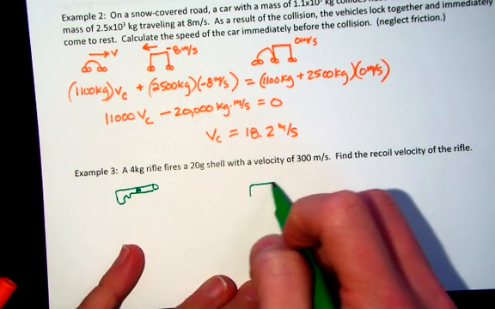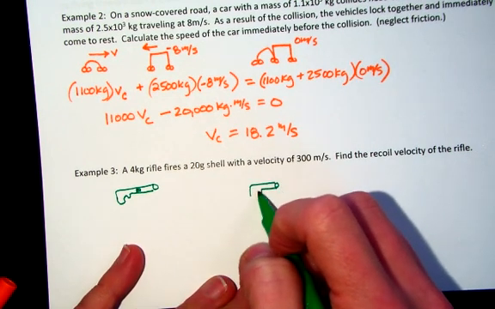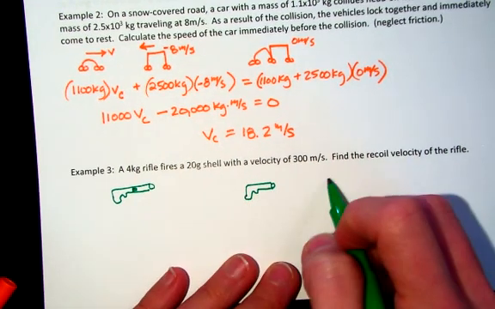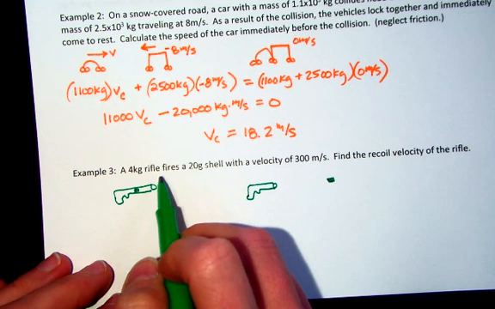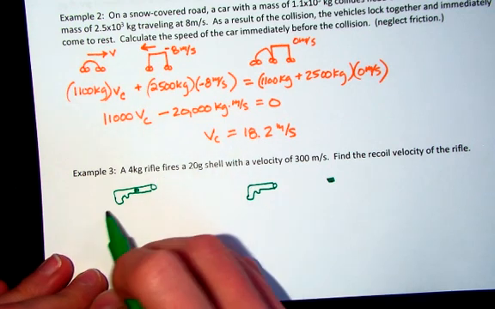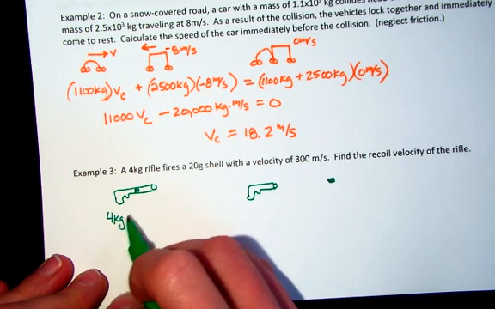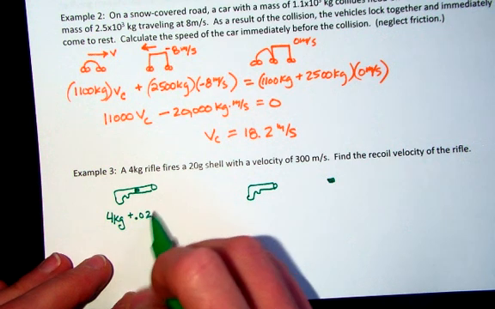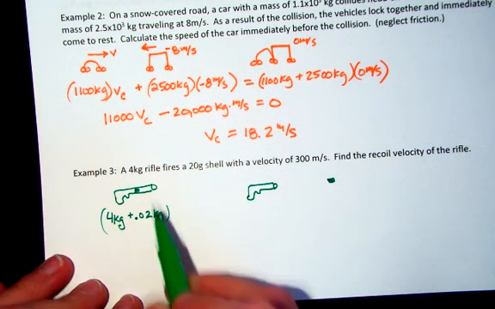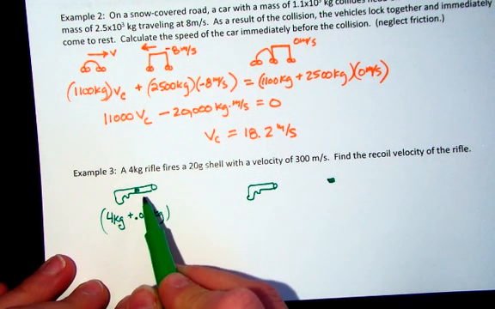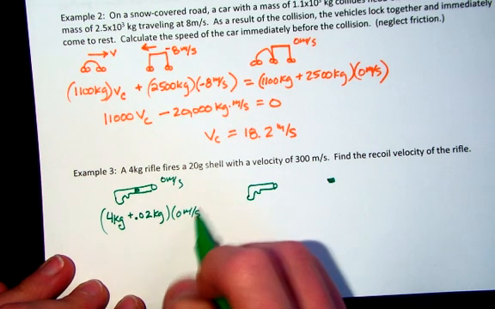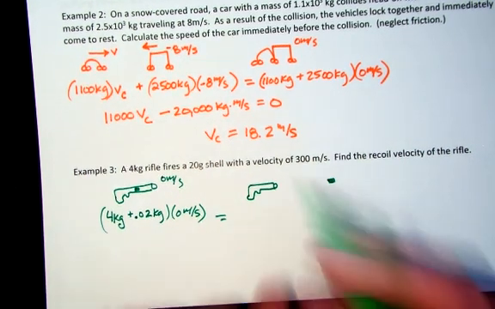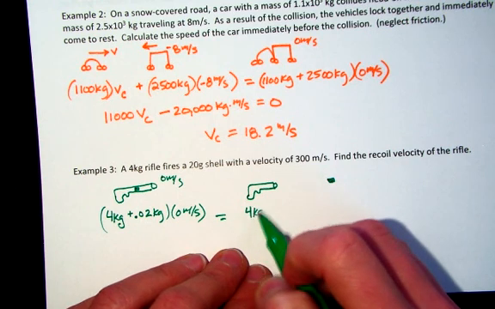Now we have the rifle by itself, and then the bullet is in motion. So it's a 4 kilogram rifle with a 20-gram shell, so that's going to be 4 kilograms plus 0.02 kilograms. What is the velocity before it shoots? 0. So this is 0 meters per second. And then that's going to equal, we have 4 kilograms.